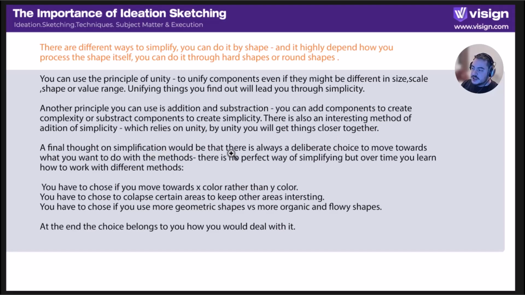A final thought on simplification would be that there's always a deliberate choice to move towards what you want to do with the methods. There is no perfect way of simplifying, but over time you learn how to work with different methods. You have to choose if you move towards X color rather than Y color. Just to give an example, you have to choose to collapse certain areas to keep other areas interesting. You have to choose if you use more geometric shapes versus more organic and flowy shapes. At the end of the day, the choice belongs to you and how you deal with it. Meaning it is you who are the master of the artwork and you have to choose your way through it.